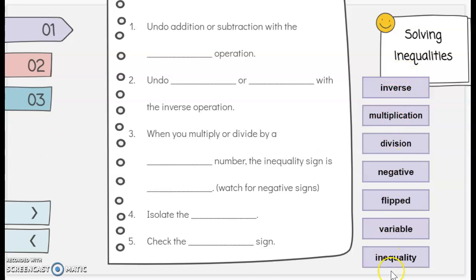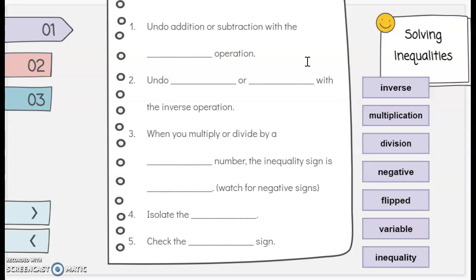What you're going to do is follow along, and you're going to be moving these words from our word bank to fill in the blanks here in these directions, I guess you could call them. So I'll go ahead and read it and we'll move the words over together.